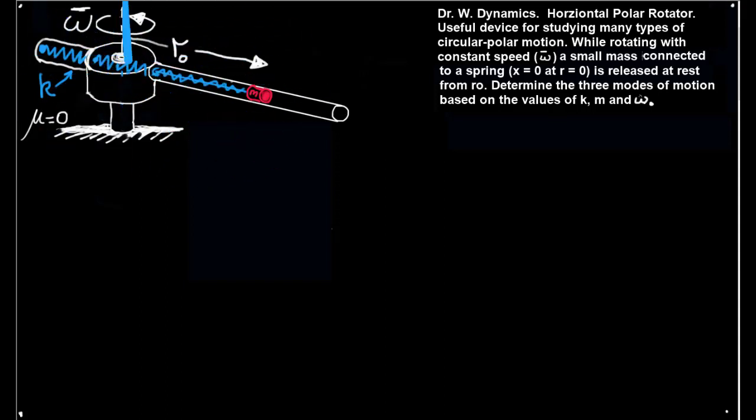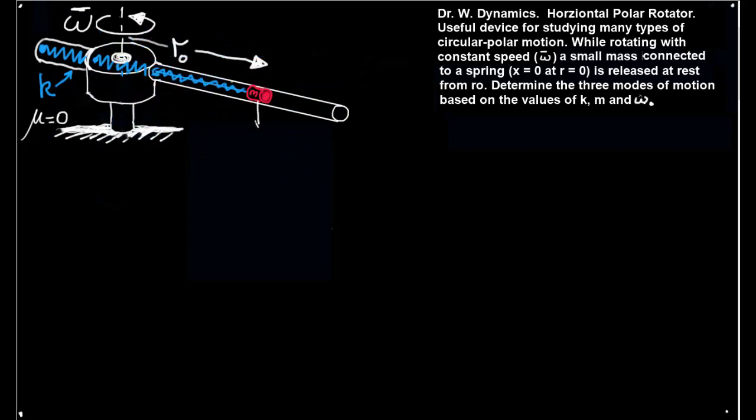Here we have a rotator that's spinning with constant omega, and inside of it is a small mass m in a frictionless tube. The mass is connected to a spring with spring constant k, and the spring is fully relaxed at r equal to 0 inside the center. Let's analyze the motion of the mass if it's released at r0 from rest.